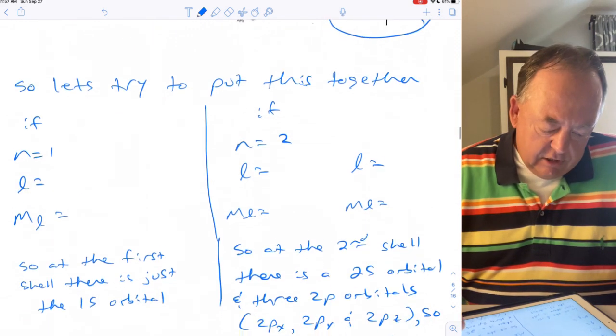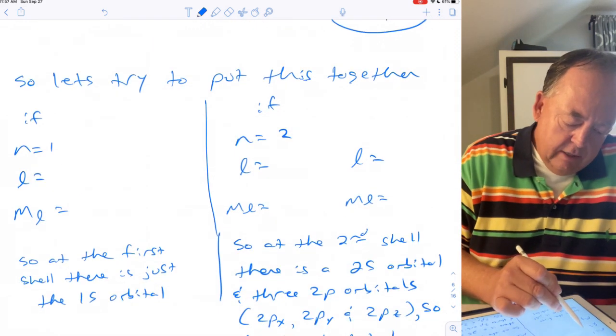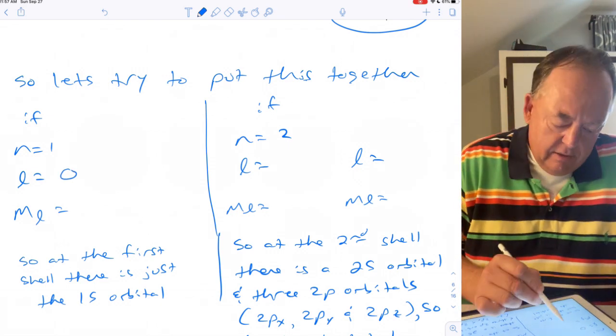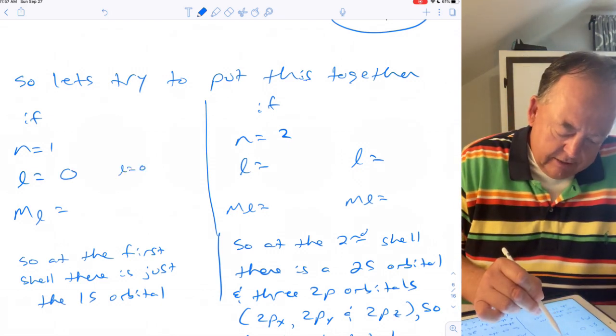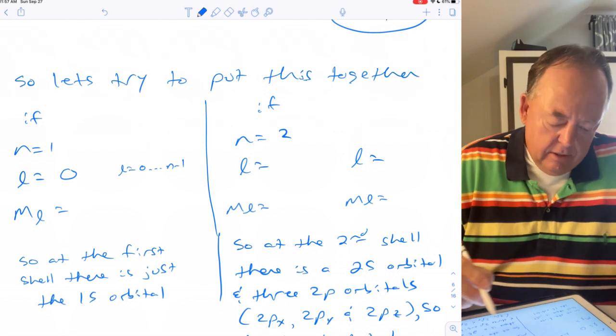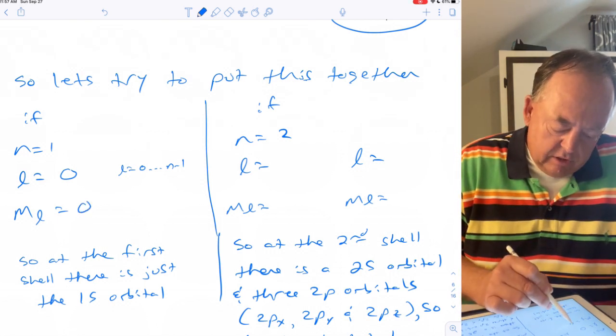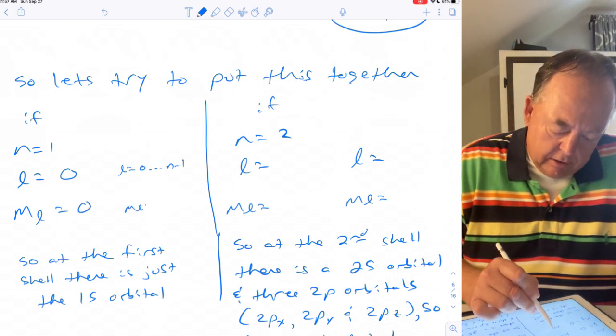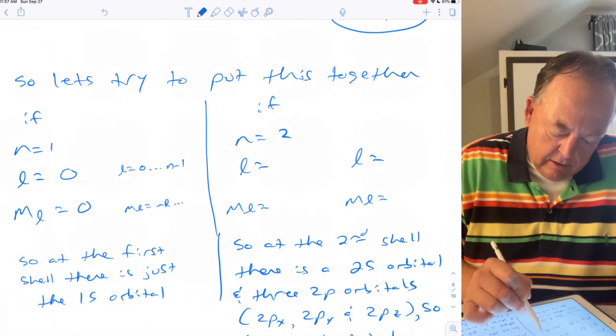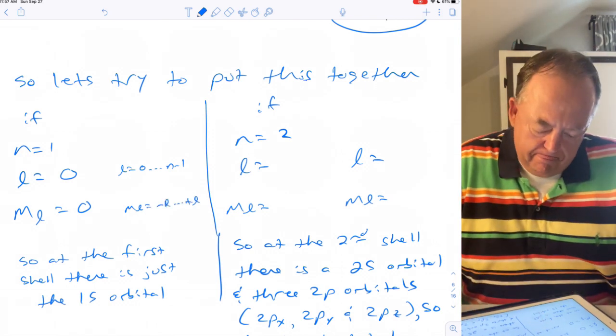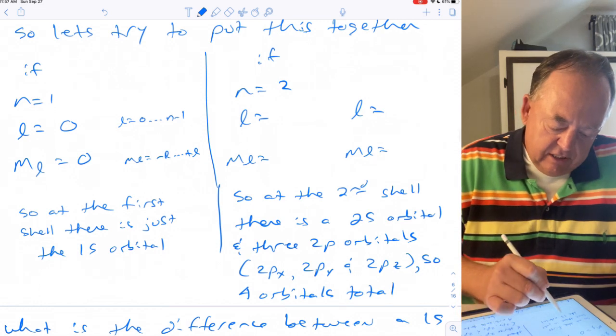Okay, so let's try to put this together. If n is equal to 1, then L can only be equal to 0, right? Because L can only be 0 to n minus 1. And then if L is 0, m sub L can only be 0, because m sub L can only be negative L to positive L. So at the first shell, there is just the 1s orbital.